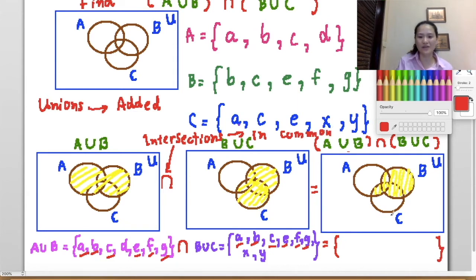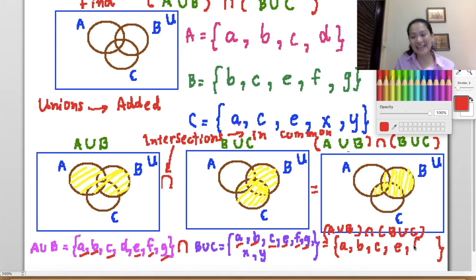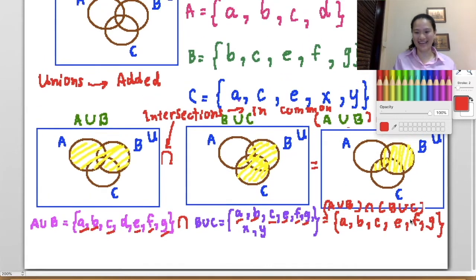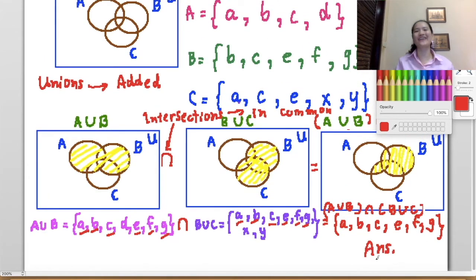So your answer for A union B intersect with B union C is A, B, C, E, F, G, and this one is your answer. Yes.